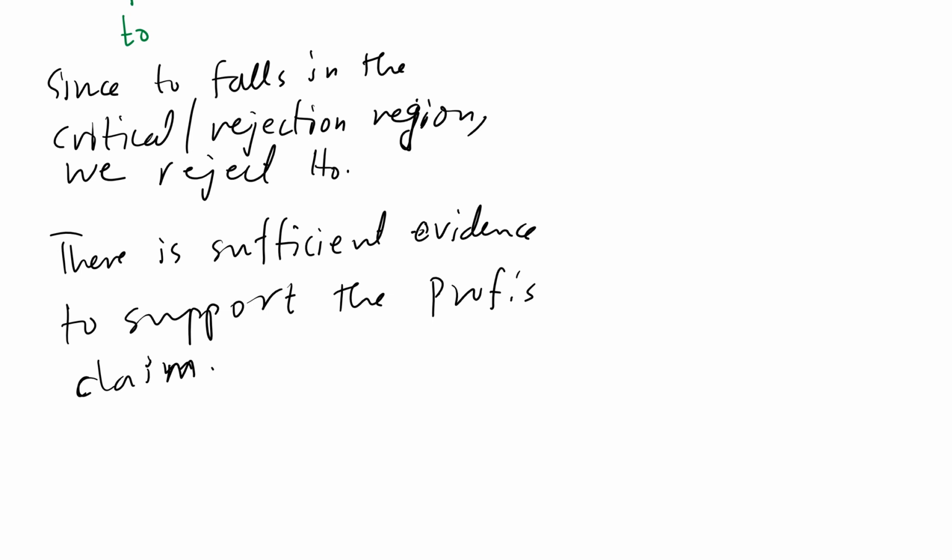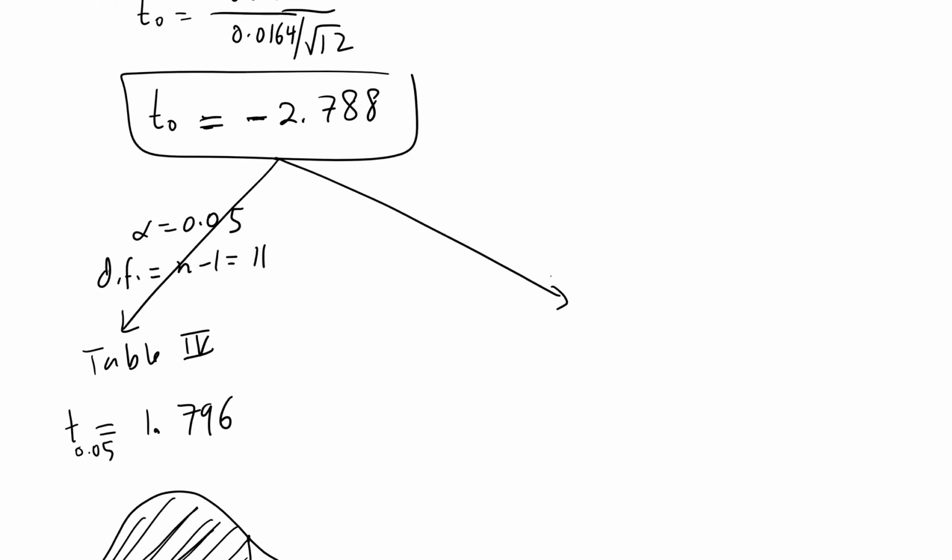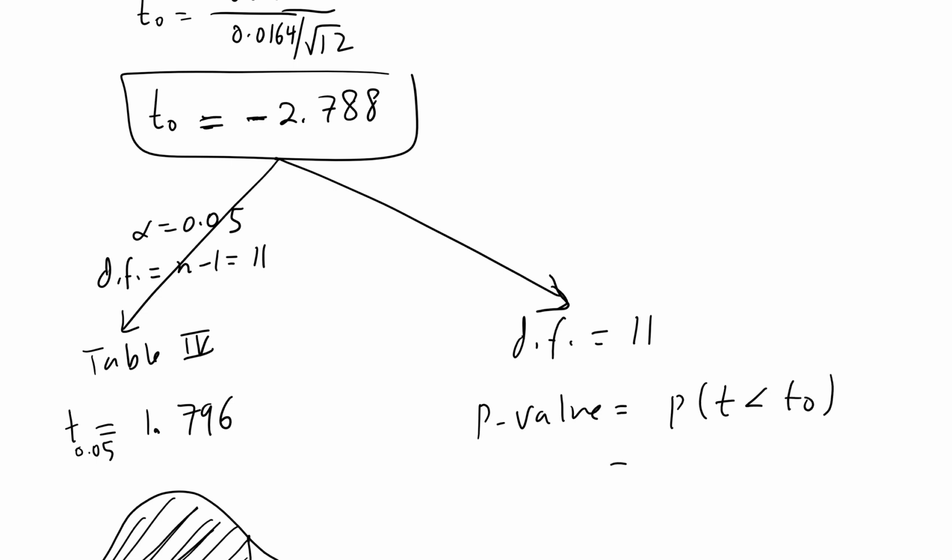And now the second method is the p-value. How do you find the p-value here? We are going to find the p-value and compare it to the value of alpha. The first thing we do is we have degrees of freedom, again, 11. And the p-value, in this case, is the probability that t is less than t0, the value we got, negative 2.788, on the left side.